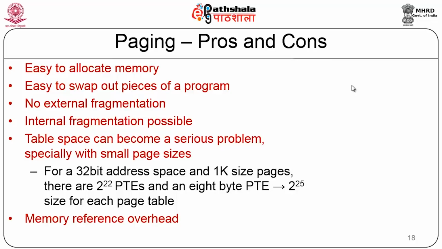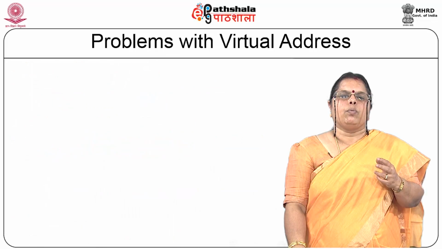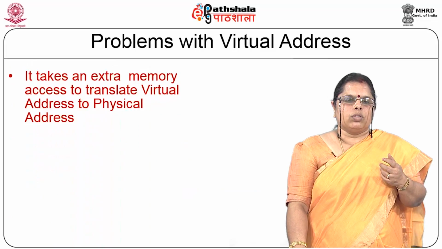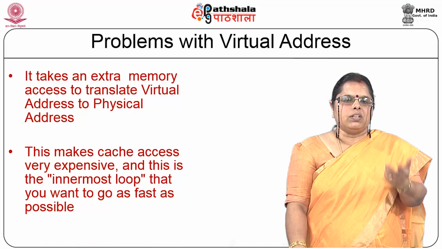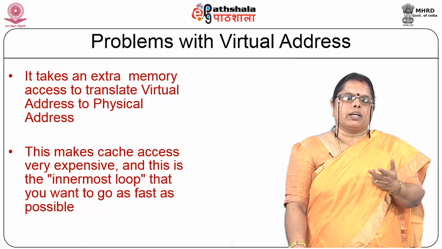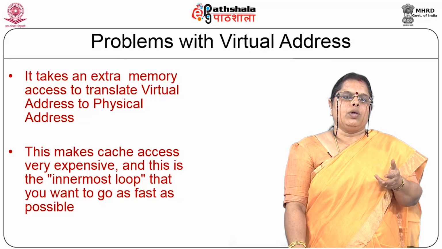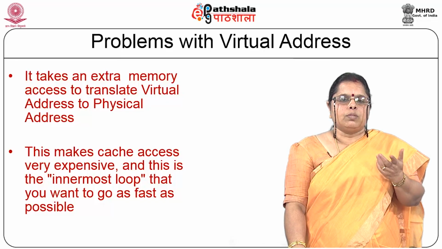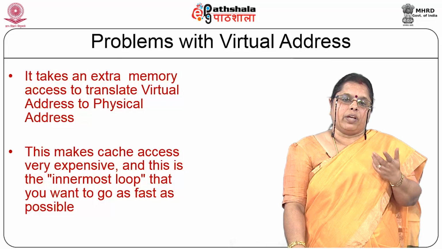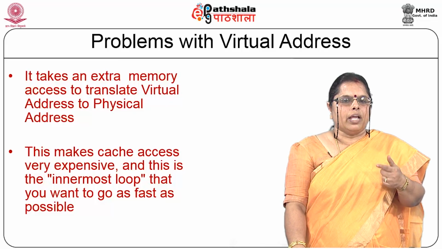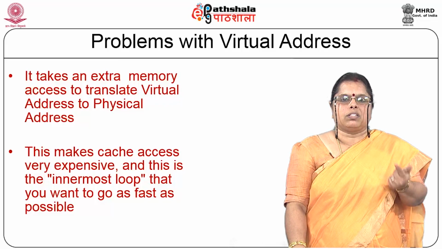All along we have been talking about memory being a bottleneck and how to reduce the memory access time. Now, we are saying for every memory reference, every data access, you will have to do 2 memory references, which definitely is a problem. How are we going to handle this problem? Because of this translation, the extra memory access is definitely going to cause a problem, and this makes, for example, the cache access very expensive, because this is the innermost loop that you want to go as fast as possible.